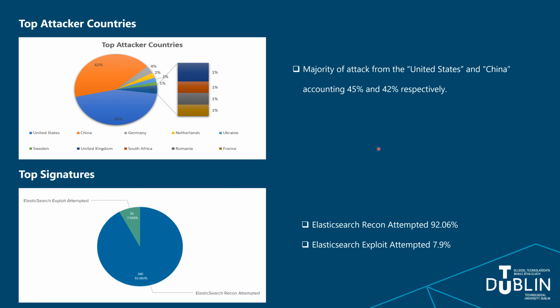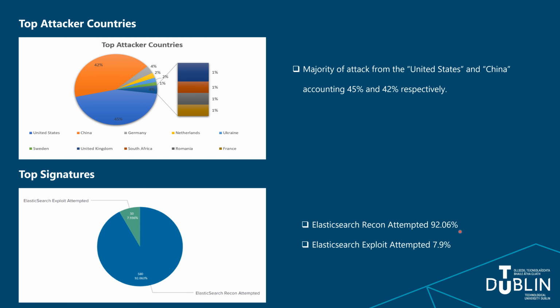So here it is found the top attacker countries is United States accounting for 45% and China at 42%. This assessment is done using GeoIP, a tool. The next is top signatures, which have been recorded. There are two types of signatures recorded: Elasticsearch recon attempted and Elasticsearch exploit attempted.